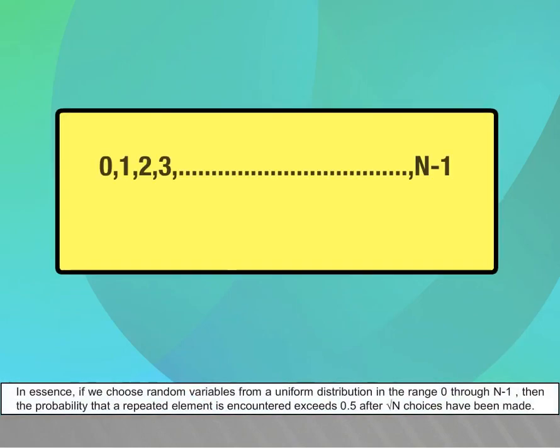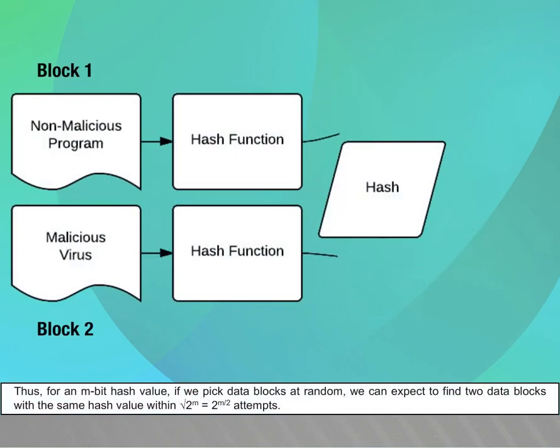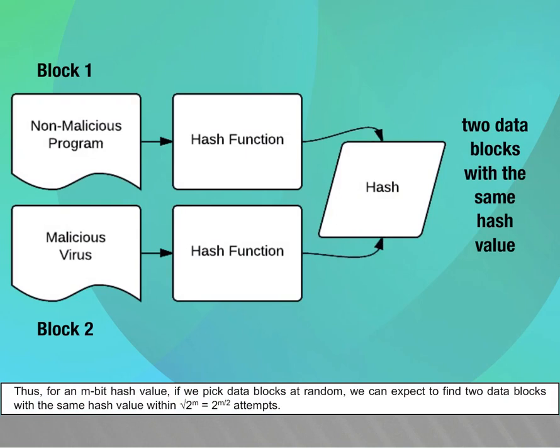In essence, if we choose random variables from a uniform distribution in the range 0 through n-1, then the probability that a repeated element is encountered exceeds 0.5 after square root of n choices have been made. Thus, for an m-bit hash value, if we pick data blocks at random, we can expect to find two data blocks with the same hash value within square root of 2^m, which is equal to 2^(m/2) attempts.